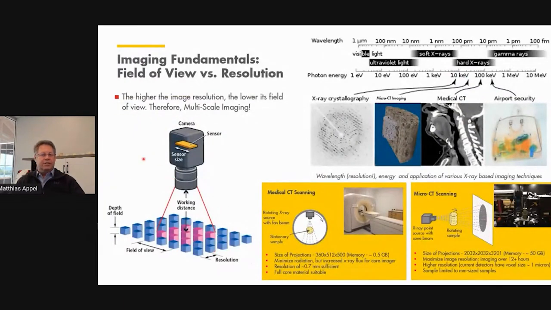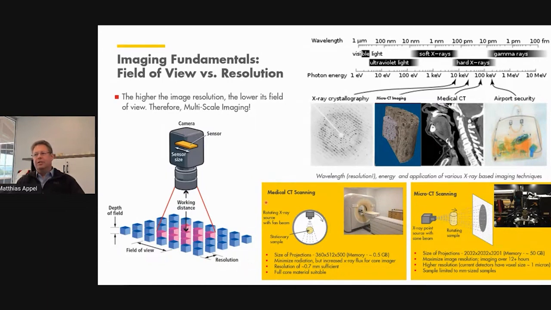Because basically one can say roughly, the higher the image resolution, the lower its field of view. And because we have that generic boundary condition, we do need multiscale imaging. Without it, everything would be fine. We could always take our images at the highest possible resolution and see whatever we need to see. But if we do that, we are always limited with a very small field of view, basically looking at a leaf and trying to predict the properties of an entire forest.